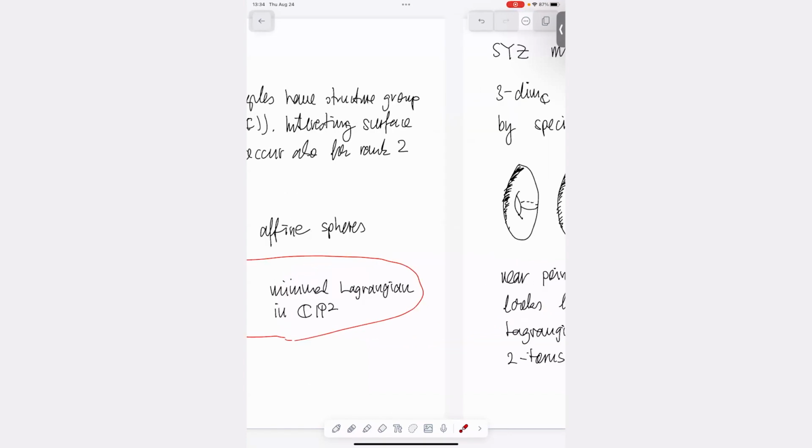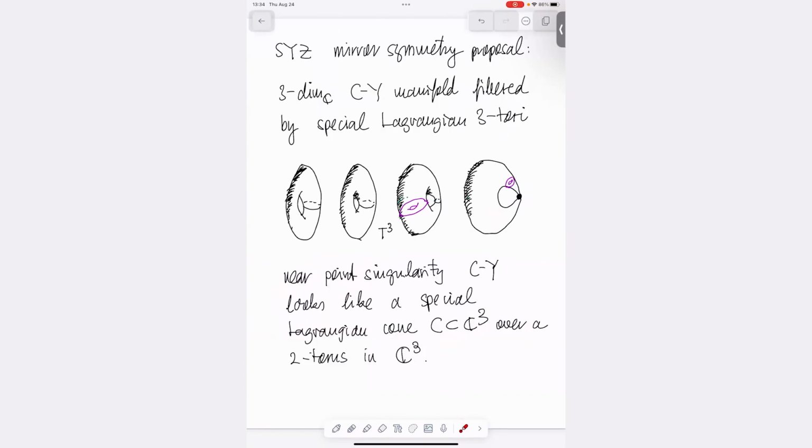So I want to discuss a little bit today. Let me explain why these are important. If you do this Strominger-Yau-Zaslow mirror symmetry proposal, this goes back now almost 20 years. The idea is that you have 3-dimensional Calabi-Yaus which are mirror paired.